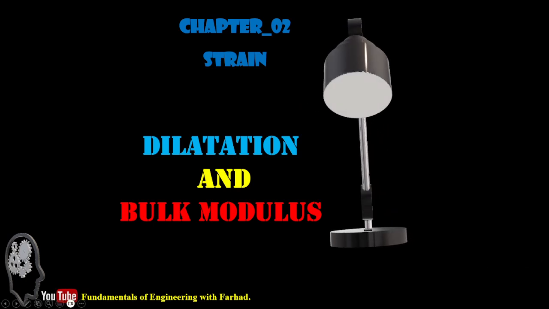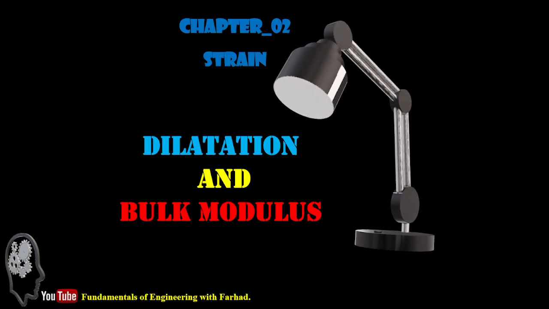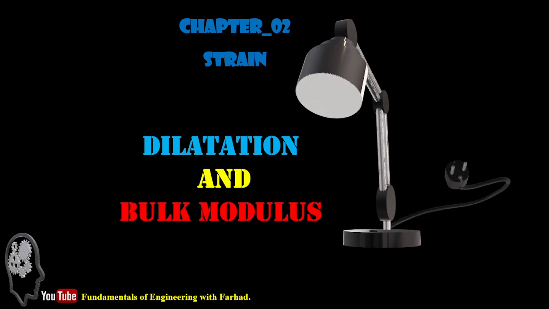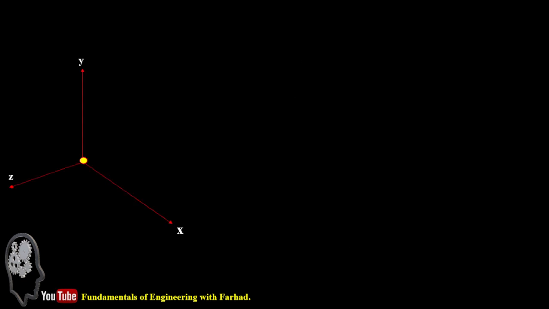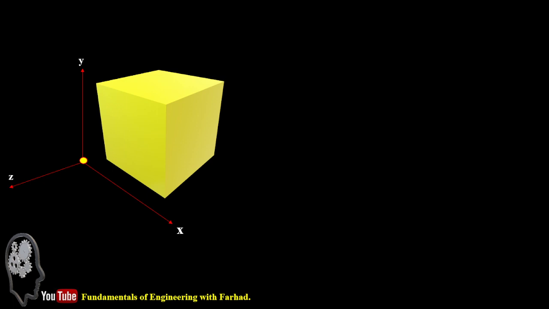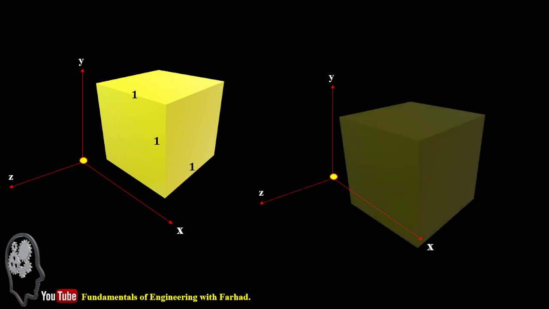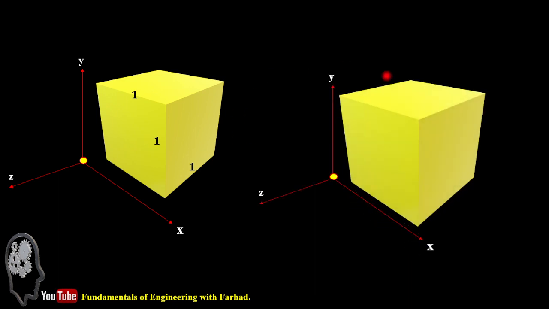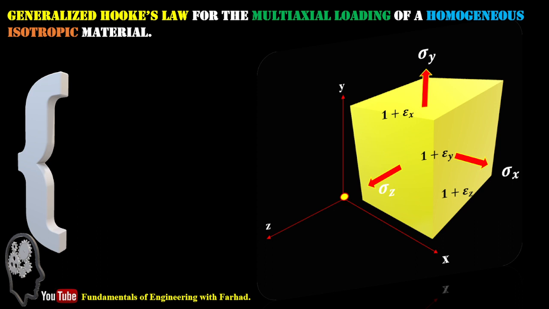Good evening, everyone. Mechanics of Materials, Chapter 2: Strain, Dilatation, and Bulk Modulus. So if we have a cube of unity in x, y, and z, just before stresses, and then apply the stresses sigma x, sigma y, and sigma z in all directions, it will either expand or decrease if we want to see the change of volume.